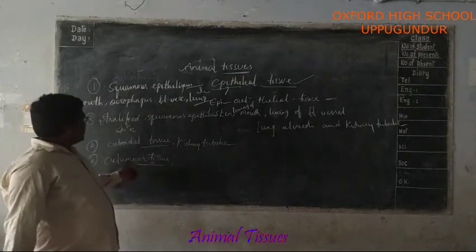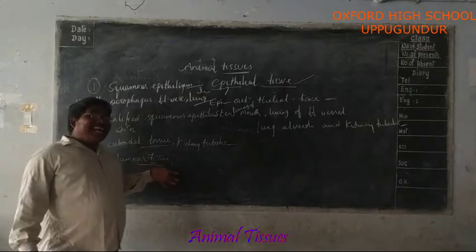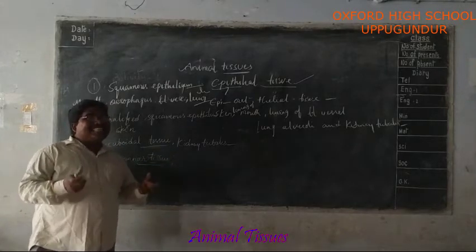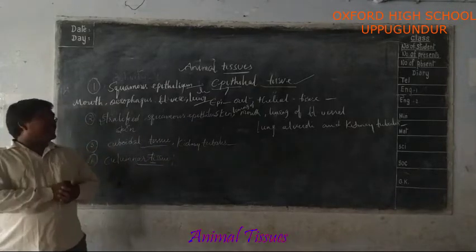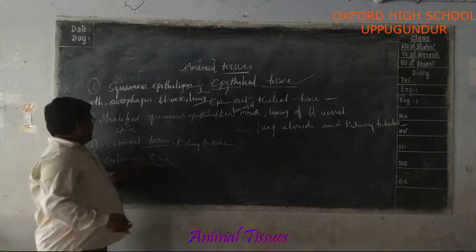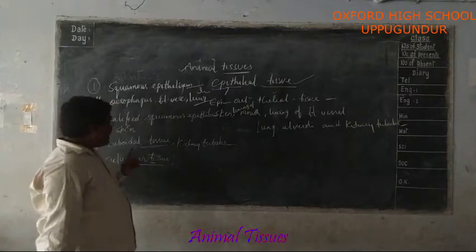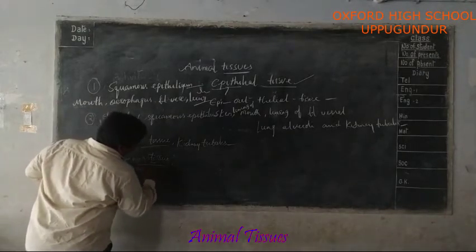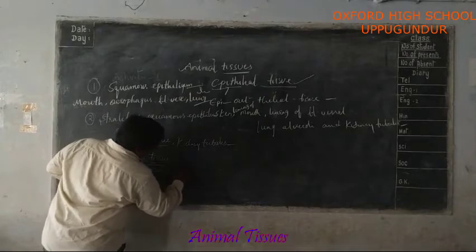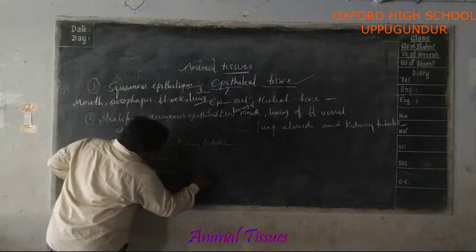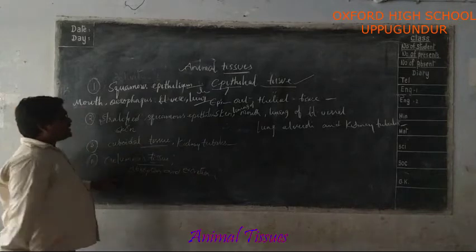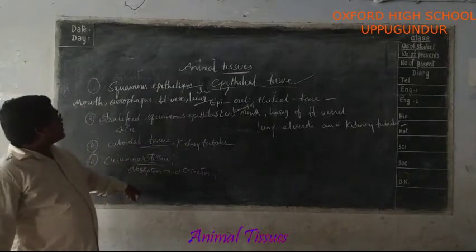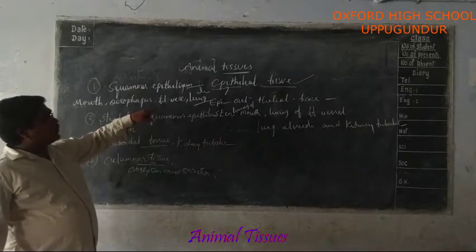Columnar tissue. This type of tissue is present where excretion and secretion take place. Absorption and secretion take place in the body. So columnar epithelial tissue is present where absorption and excretion take place. Okay, now in these areas it is located. Okay, dear students, here we discussed epithelium tissue.